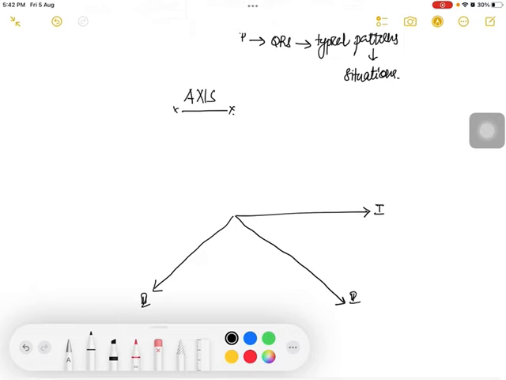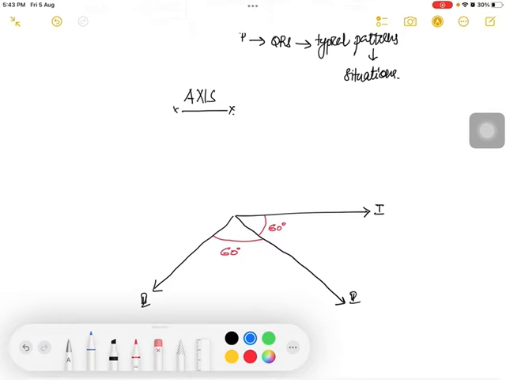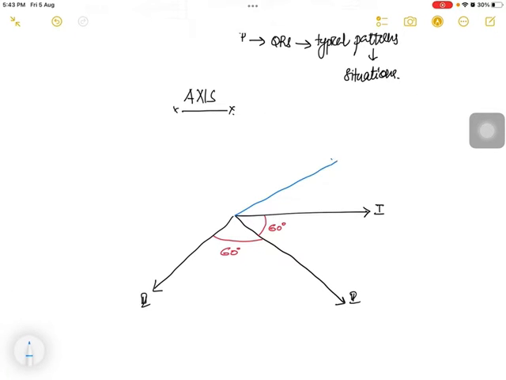Before that, we should have a basic understanding. What is the relation between lead 1 and lead 2? The relation between lead 1 and lead 2 is simply a 60-degree axis. Lead 2 and lead 3 also have the same degree. Now the other leads, AVL and AVF.